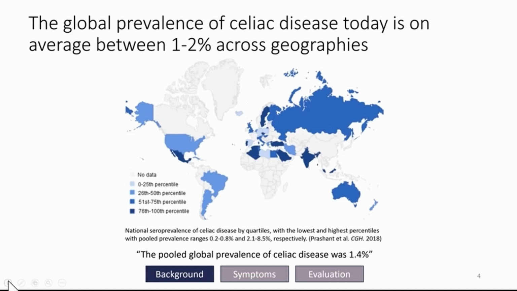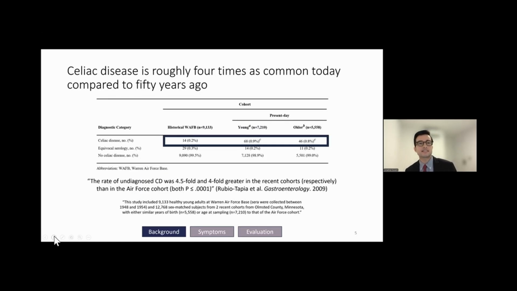Where we're at in the United States, there was more of a lighter blue color. So we're in line with the global prevalence of celiac disease, which is about 1.4%. And of course, there are some differences in this prevalence depending on gender and ethnicity, reflective of some of the genetic components of this disease. You can see the geographic variation in prevalence across these countries. And what's also interesting is that celiac disease is roughly 4 times as common today as compared to 50 years ago. And this study, which this data is from, beautifully highlights it.